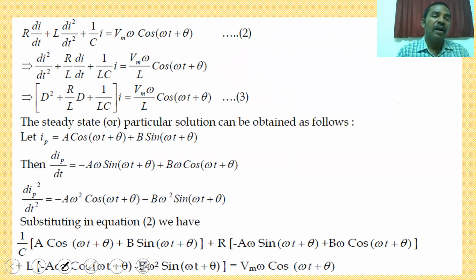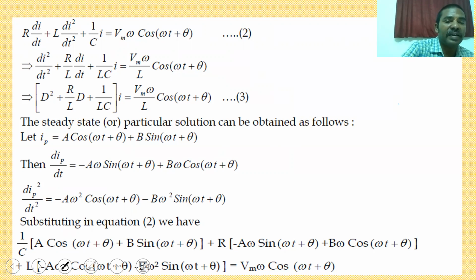Then d/dt I am writing as capital D. So D² plus (R/L) D plus 1/LC, operating on i, is equal to (Vm ω/L) cos(ωt + θ). For this also it is a second order differential equation. You have the complementary function as well as the particular integral.